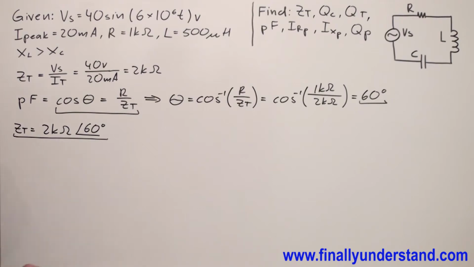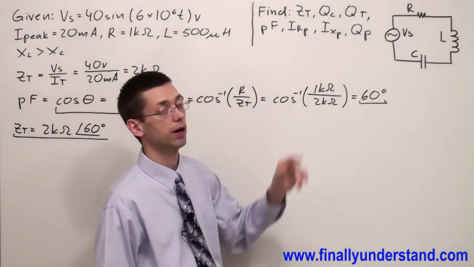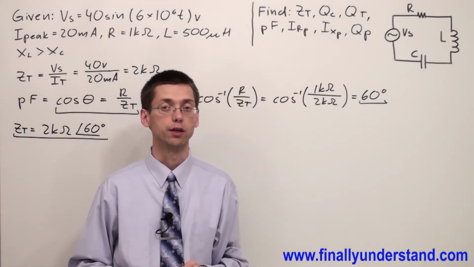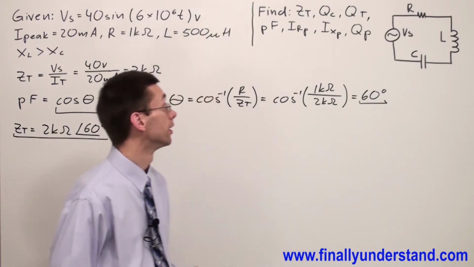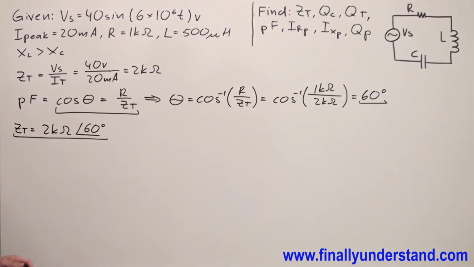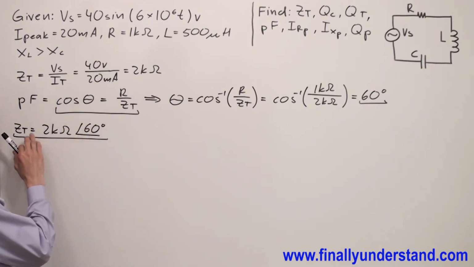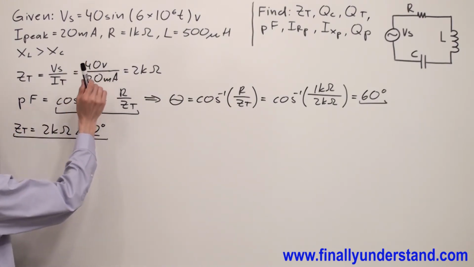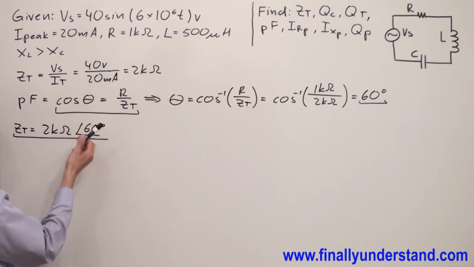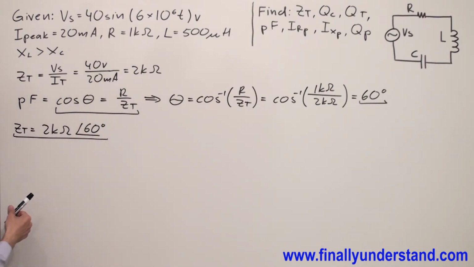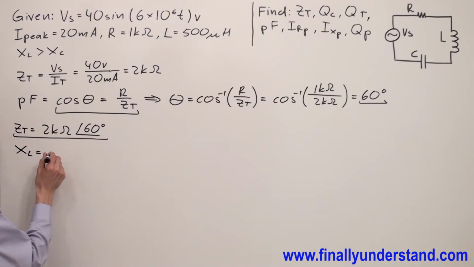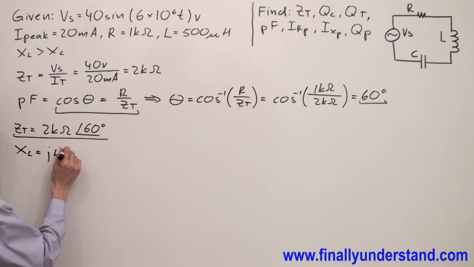Next, we're supposed to find the reactive power at the capacitor. In order to do so, we're supposed to find X of C. We can find X of C by subtracting the resistance from Z total. We're supposed to find X of L, and after that we are going to get X of C. But in order to do so, we're supposed to find X of L first. X of L is equal to J omega L.